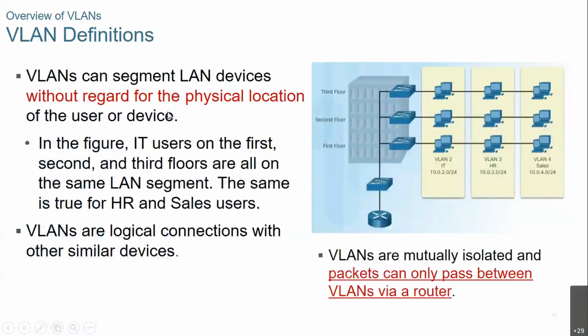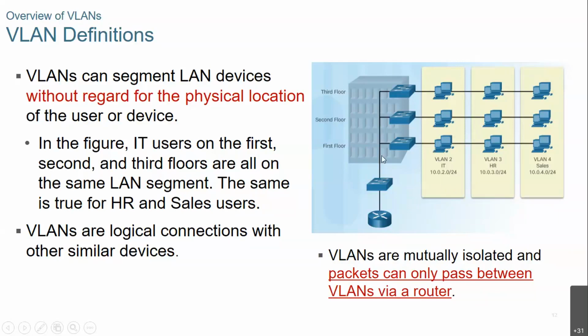So let's look at a little bit of an overview. What VLAN does is that it segments LAN devices without regard for the physical location of the user or device. So let's look at this figure over here. You would see the first floor, second floor, third floor. And these PCs, these devices, although they are on different physical floors, they are logically connected together in the same subnet because they are all within the same VLAN. So these 3 PCs or 6 PCs, all of these devices are within the same VLAN.